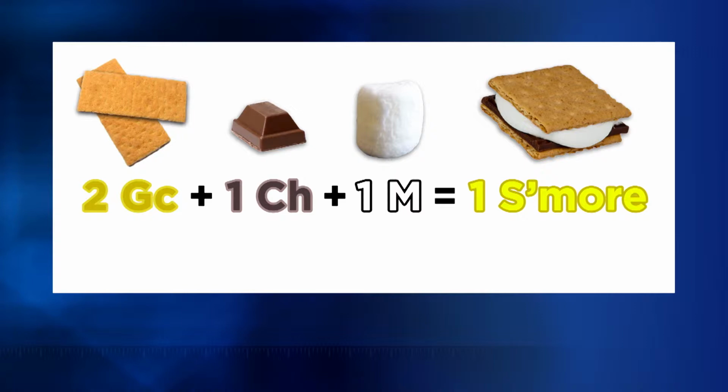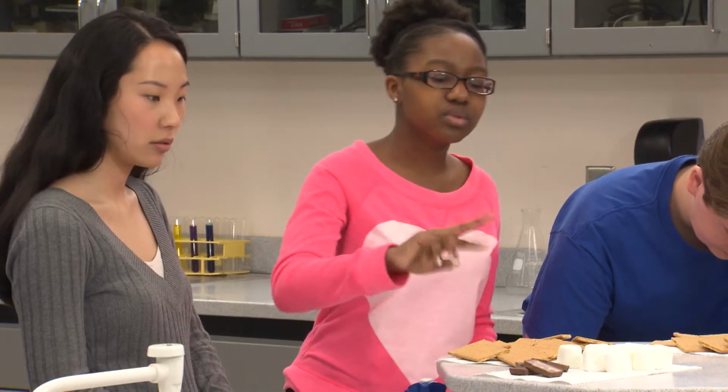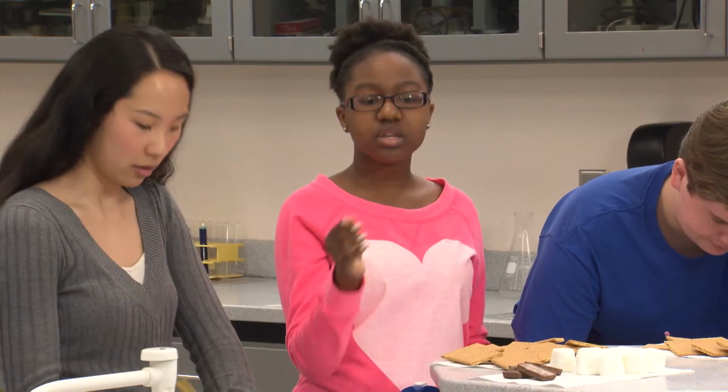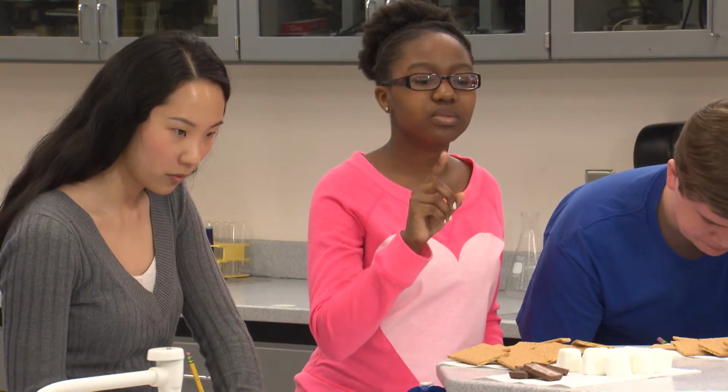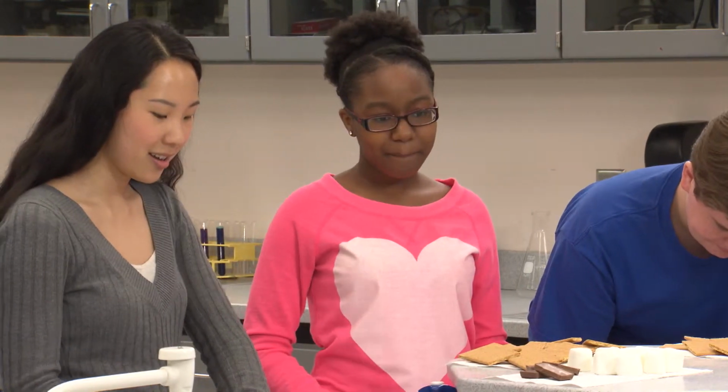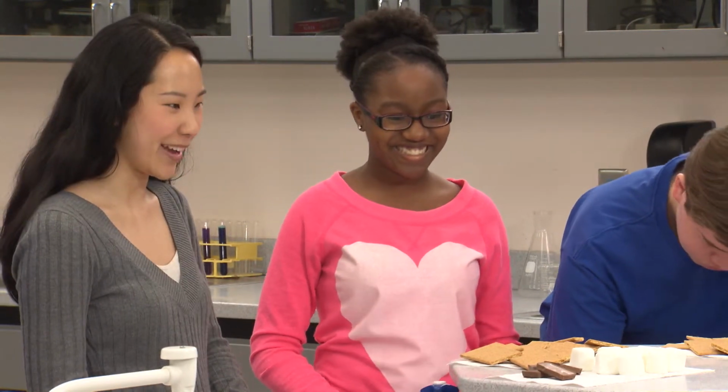So now we need to see how many we have of each. So we have 14 graham crackers, 4 pieces of chocolate, and 9 marshmallows. Okay, let's put these together and see how many s'mores we can make.